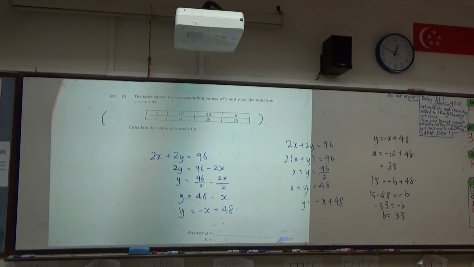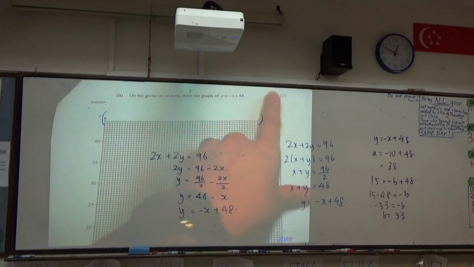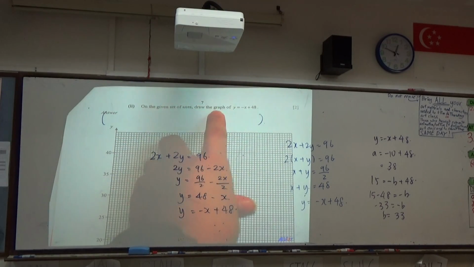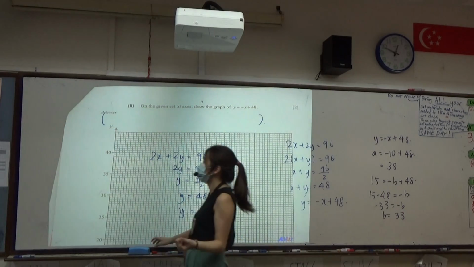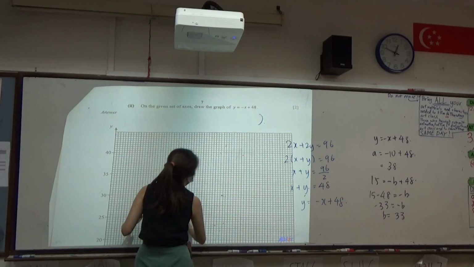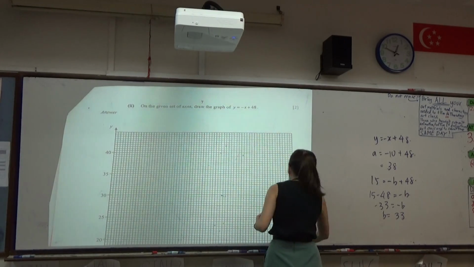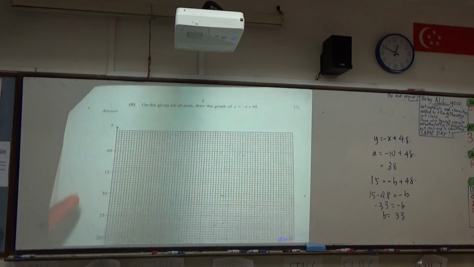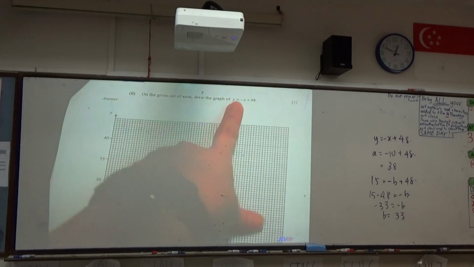Now part 2. 2 marks. It asks you, on the given set of axes, draw this graph. That's why I said already, when I returned your simultaneous equations homework, nobody wanted to listen to me. I dropped a big hint. Nobody wanted to hear. So now it's a lesson learned. Everything that the teacher says before the exam is important, which is one whole year of words. So, draw the graph.